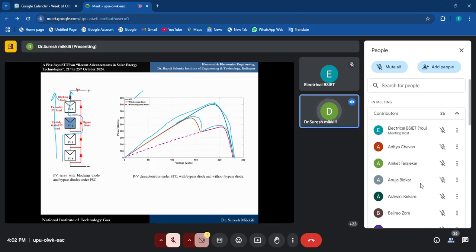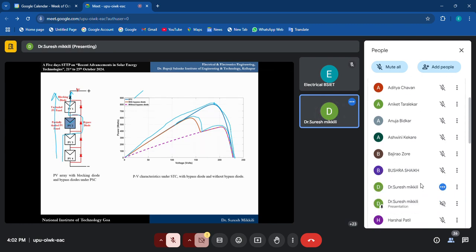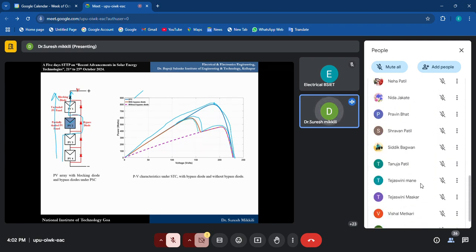I hope you understand. Now at least here, with the bypass diodes, I got two curves, two maxima. Without the bypass diode, I can extract only a very small amount. With the bypass diode, I can extract a little bit more.